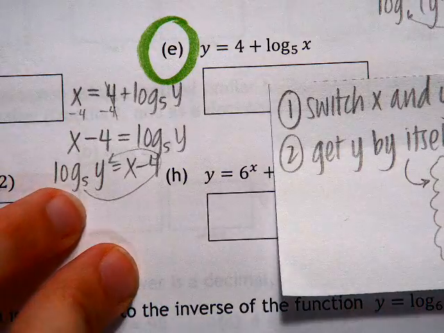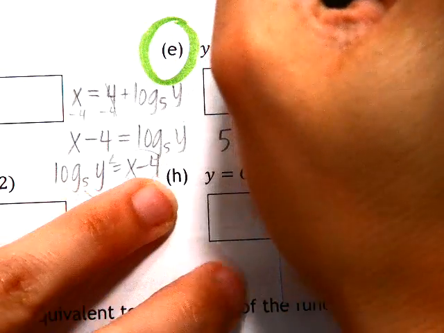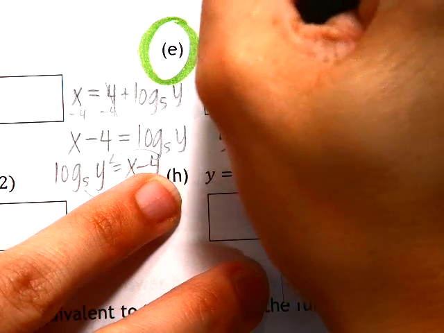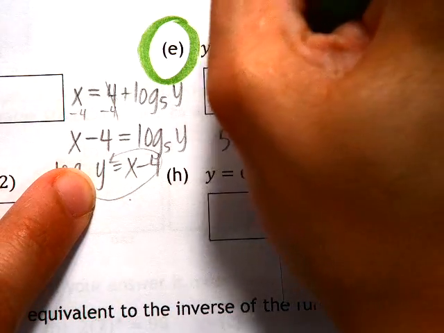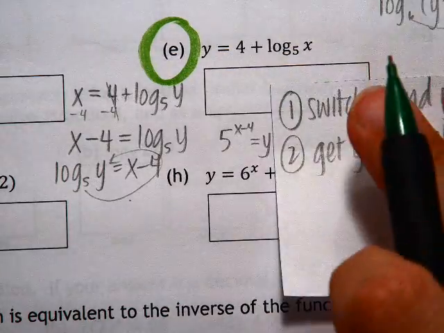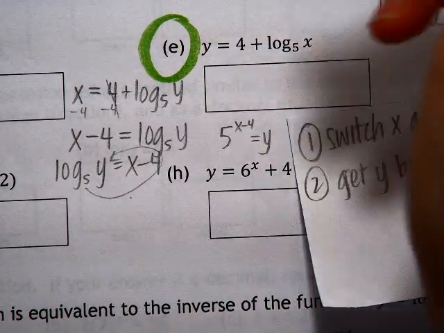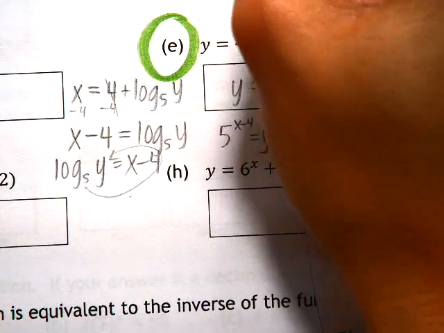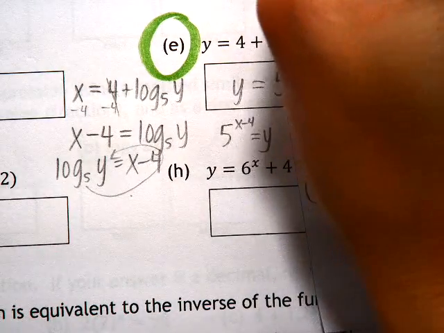I'll use my little loopy arrow to help. 5 to the power of x minus 4 equals the thing in the middle, y. And sure enough, y is by itself, so it looks like I found the right inverse. Y equals 5 to the power of x minus 4.